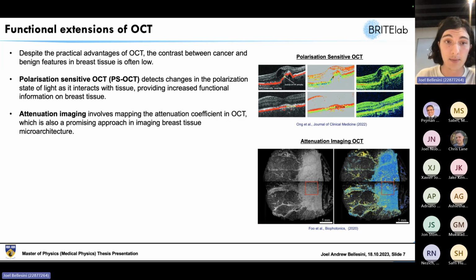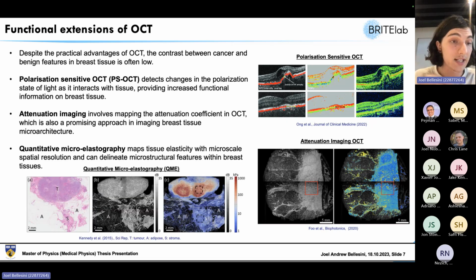Attenuation imaging is another method in which the attenuation coefficient is mapped in OCT, which corresponds to the extent to which different tissues attenuate the incident light beam, and is also a promising approach in imaging breast tissue microarchitecture. Finally, quantitative microelastography is another technique which maps tissue elasticity, so structural information, with microscale spatial resolution, and is used to delineate microstructural features within breast tissues as well. However, while each of these functional extensions provides enhanced contrast, they involve one of the following drawbacks: either a requirement for additional hardware or a degradation of image resolution.